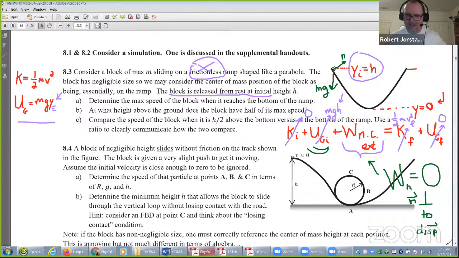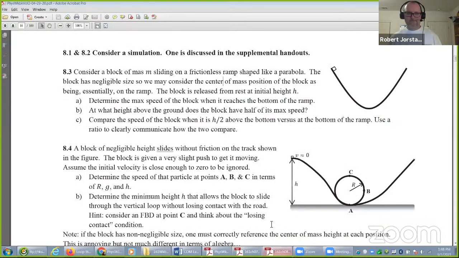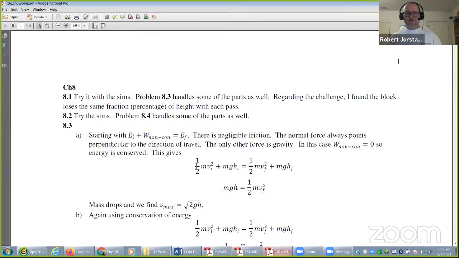So after all of that, we get an equation that's very simple. Let's go to the solutions now. This was what we start with. We have no non-conservative or external work, right? The normal force is perpendicular. Gravity we've already accounted for. We get this result. And then very quickly, you could find the max speed is the square root of 2gh.